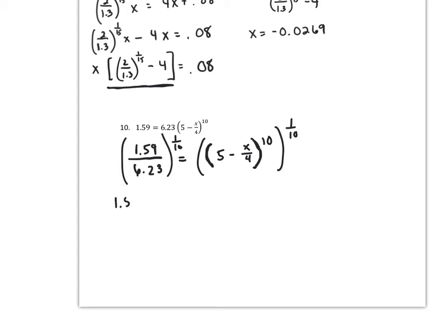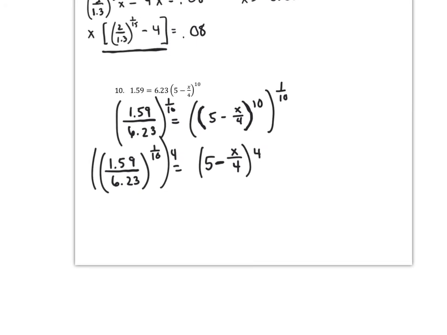And this is 1.59 divided by 6.23 to the 1/10. Now you could change that to a decimal if you wanted to. I'm just going to leave it like it is. And that's 5 minus x over 4. Okay, now let's multiply everything by 4 to clear my fractions.